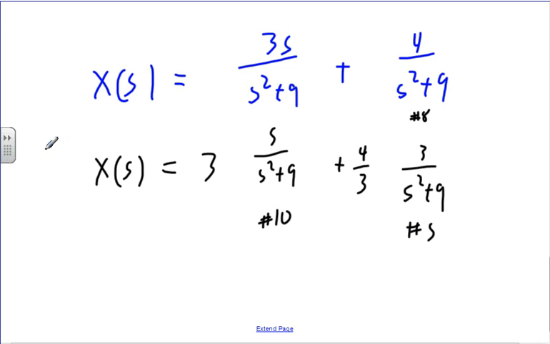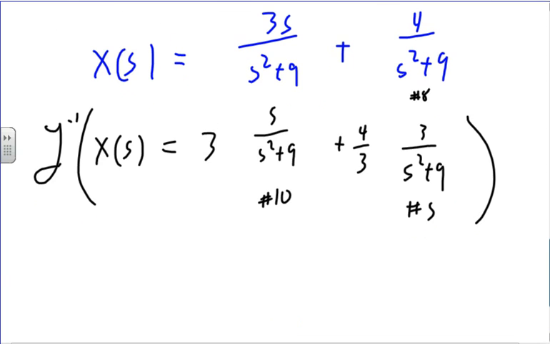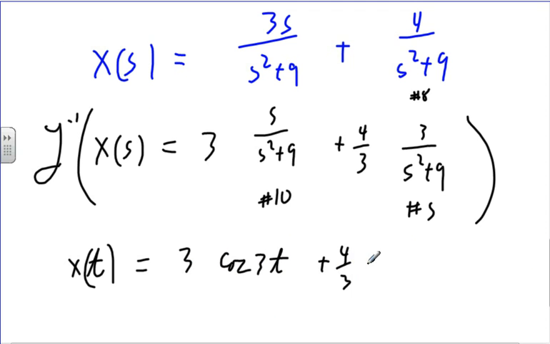Now I'm going to do an inverse Laplace transform of both sides of the equation, and I'm going to say x of t is 3 cosine 3t plus 4/3 sine 3t. And I'm going to remember that that's exactly what I had before.